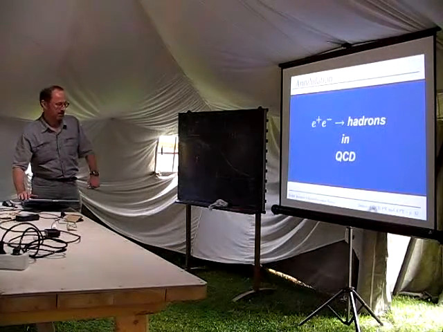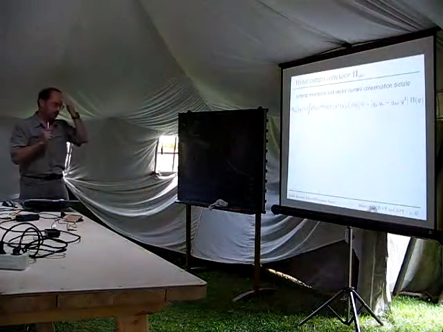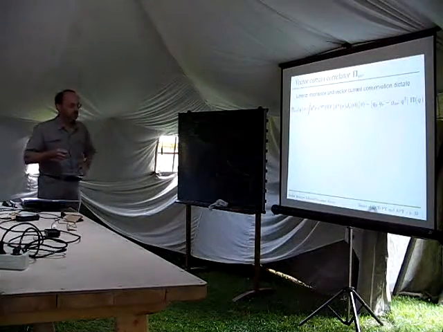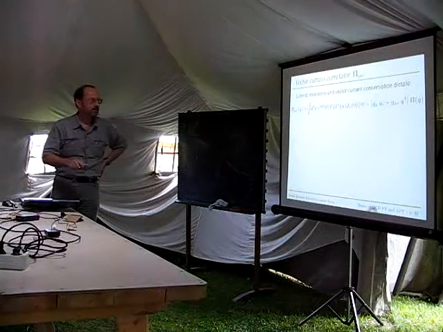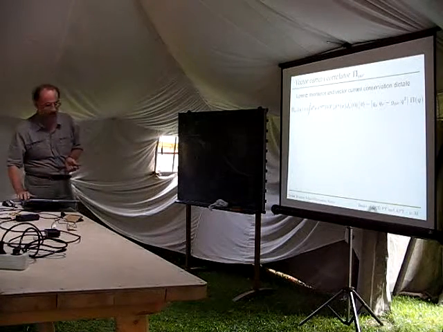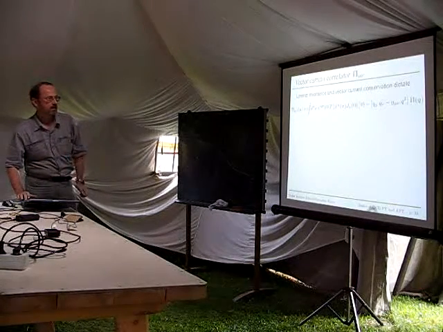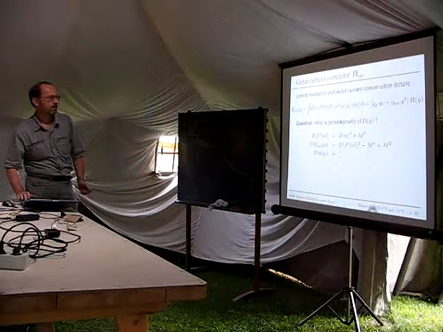Now about e plus e minus to hadrons. First, let us speak about what we can say about the correlator of two vector currents. From Lorentz invariance, we know that it should be only transverse. So we have this invariant amplitude P of Q, the invariant correlator.